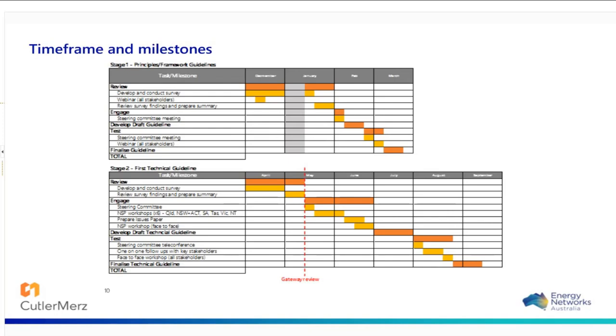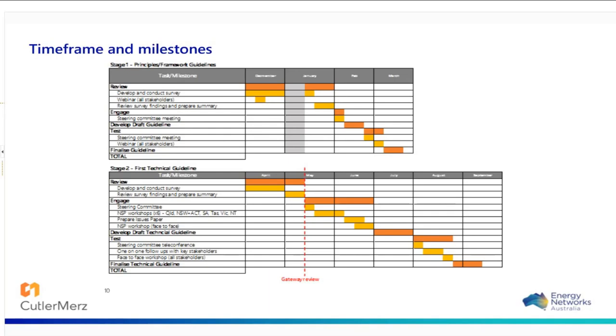And then the second timeframe you can see there is around the first technical guideline. Again, we don't know at this stage what type of connection that will relate to. I think initial thoughts are that it should probably be the larger scale, high voltage type connections, because as an industry, I think that's where we're seeing the need emerging now, where the largest number of issues are occurring.